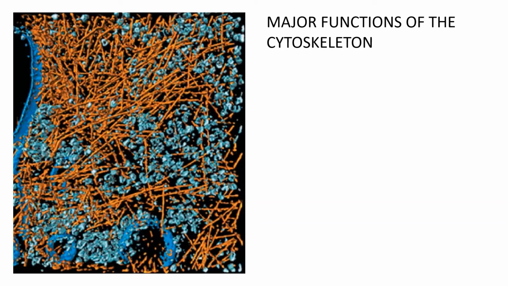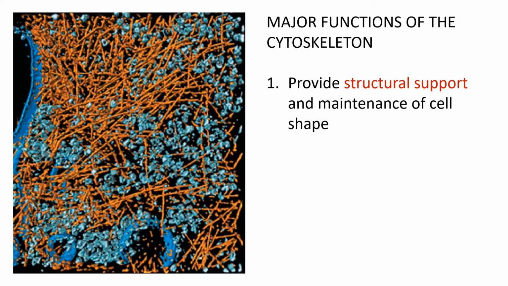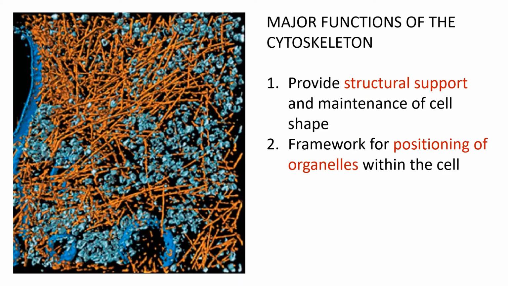So what are the major functions of the cytoskeleton? First, they provide structural support and maintenance of cell shape. So that is quite understandable, and that's where they got their name as the skeleton of the cell, because they provide for support. Number two, they also provide framework for positioning of organelles within the cell. So without the cytoskeleton, the organelles would be all jumbled inside the cell without proper organization. So with the help of the cytoskeleton, the organelles will have a platform to stay onto and not just fall wherever gravity will call them to go.